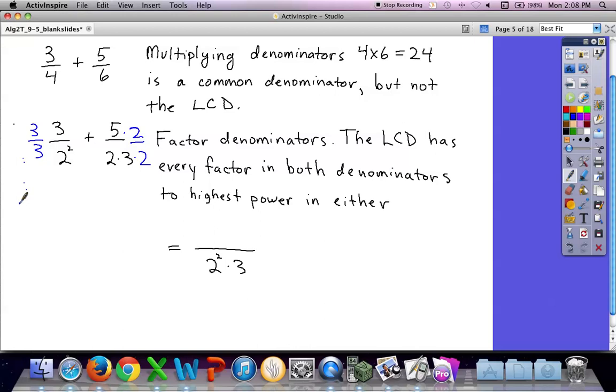Right. Now they all have the same denominator. Right. So these have the same denominator. It's the least common denominator. So we will add and simplify the numerators. So this will be 3 times 3, 9, plus 5 times 2, 10. So this is 19 over 12. That's the process if you were dealing with fractions of numbers.